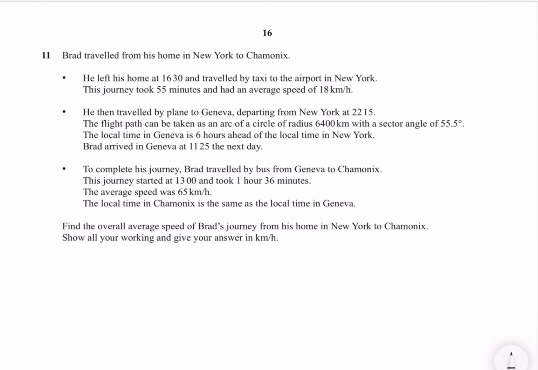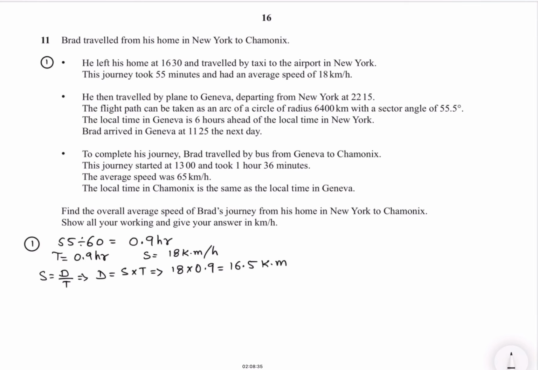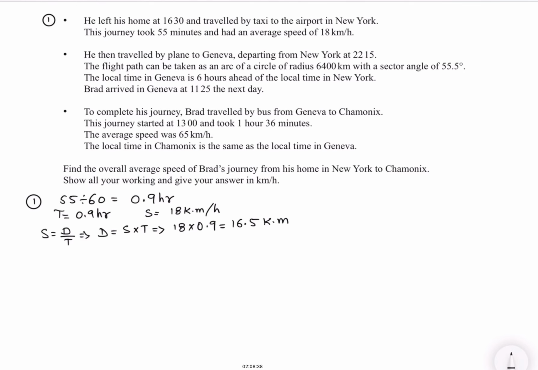Brad traveled from his home in New York to Chamonix. He left his home at 16:30 and traveled by taxi to the airport in New York. This journey took 55 minutes and had an average speed of 18 km per hour. Okay. Number 1, 55 divided by 60, because I want to convert minutes into hours. The time and the speed, so distance is 16.5 kilometers.